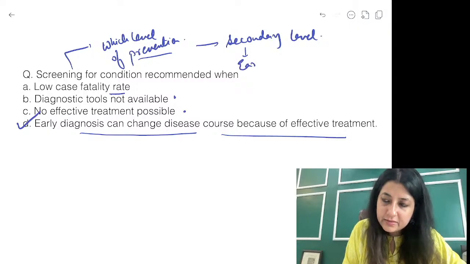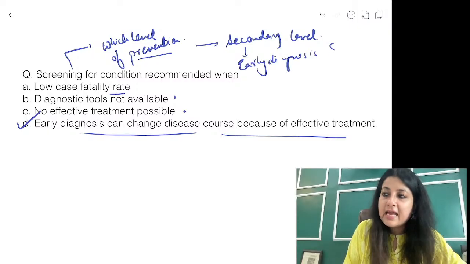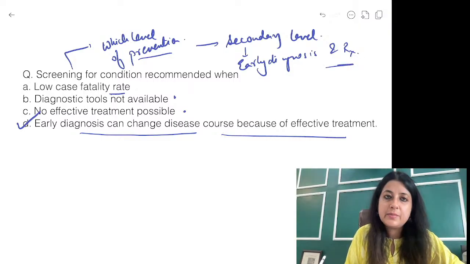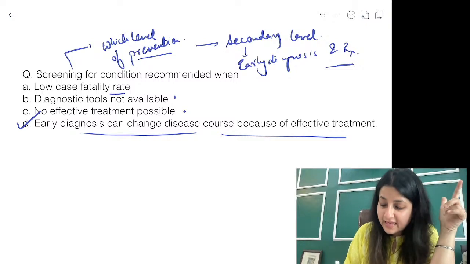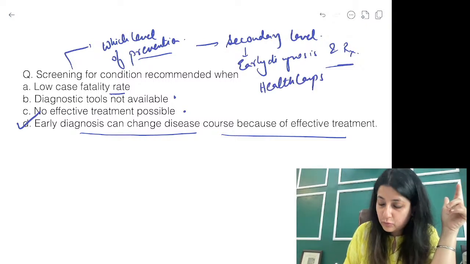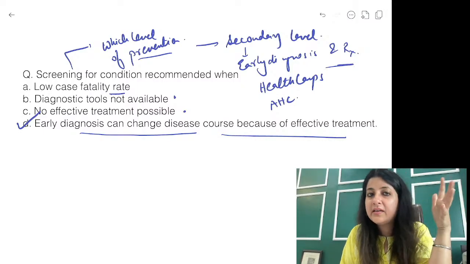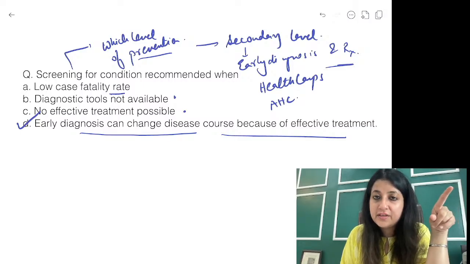Secondary level means make an early diagnosis and treatment, and provide timely treatment. So screening tests always come like health camps, health checkups, annual health checkups - anything where we are trying to make an early diagnosis is secondary level of prevention. One more question over here.